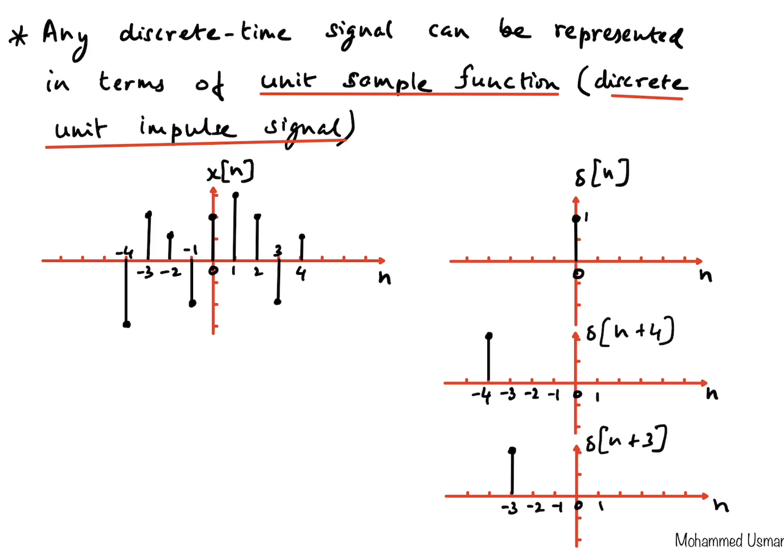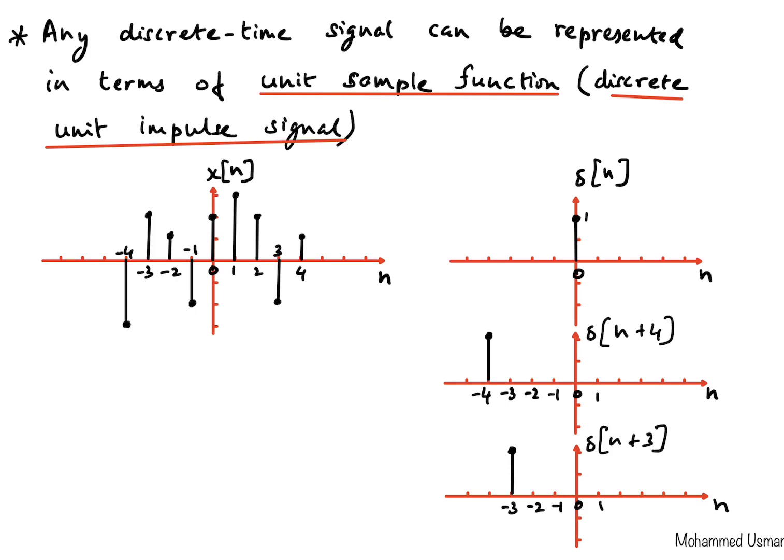Now what we are going to do is try to represent this signal x of n in terms of these delta functions. I've just depicted 3 cases here: when n equals 0, when n equals -4, and when n equals -3. Similarly, you can have a shifted version delta of n plus 2, which will be at -2, delta of n plus 1, which will be at -1, delta of n at 0, delta of n minus 1 at +1, delta of n minus 2 as a shifted version of delta of n at 2, and so on, right? So we can therefore write this signal x of n in terms of these delta functions.